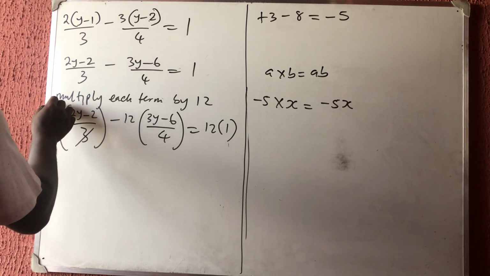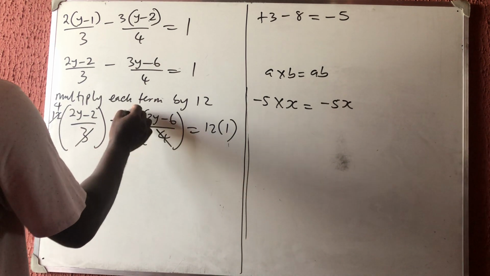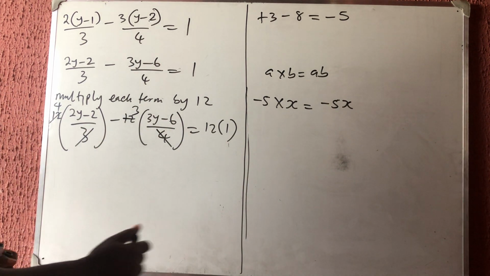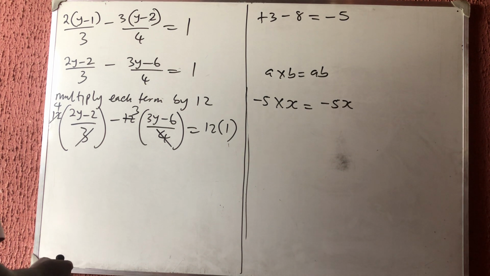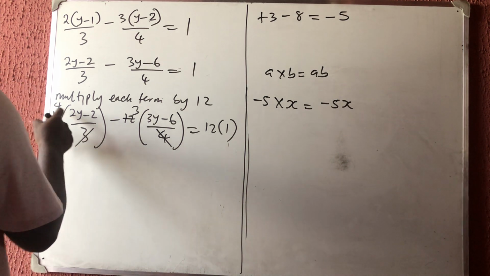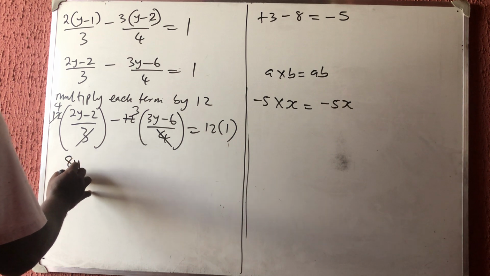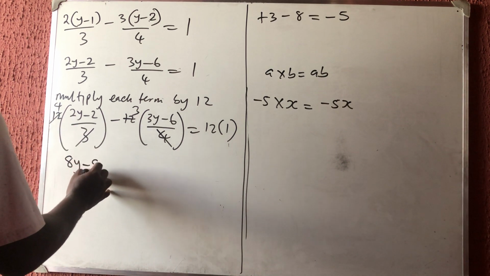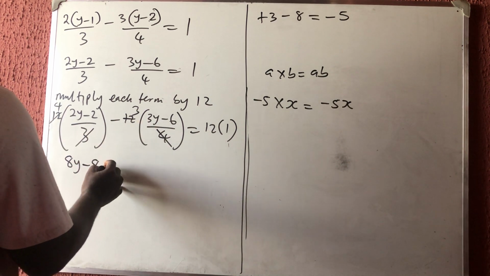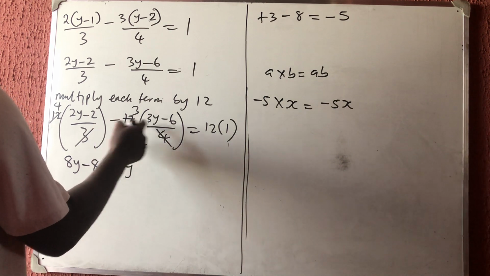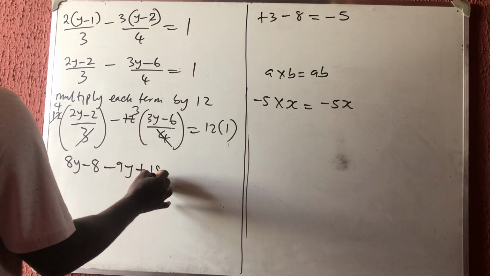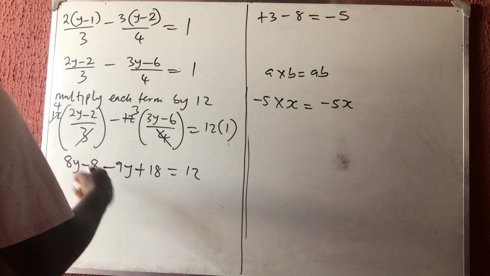So this into this is 4. This into this is 3. So this will give you 8y. This will give you minus 8. Minus 3 times this will give you minus 9y. Minus 3 times this will give you plus 18 is equal to what? 12.